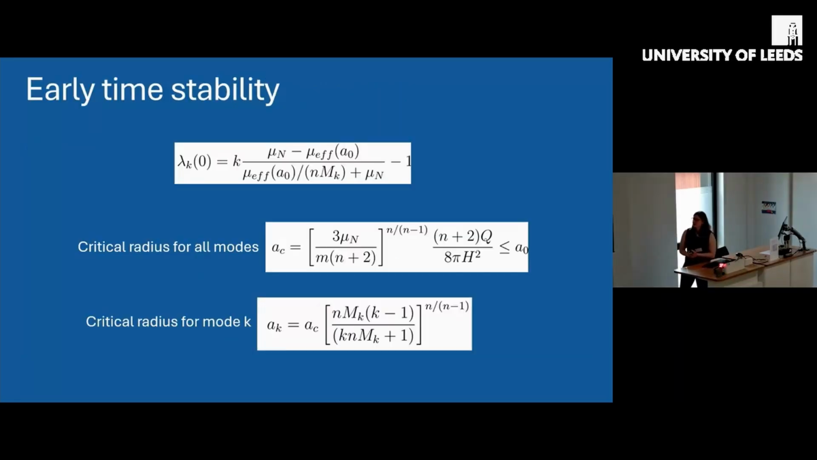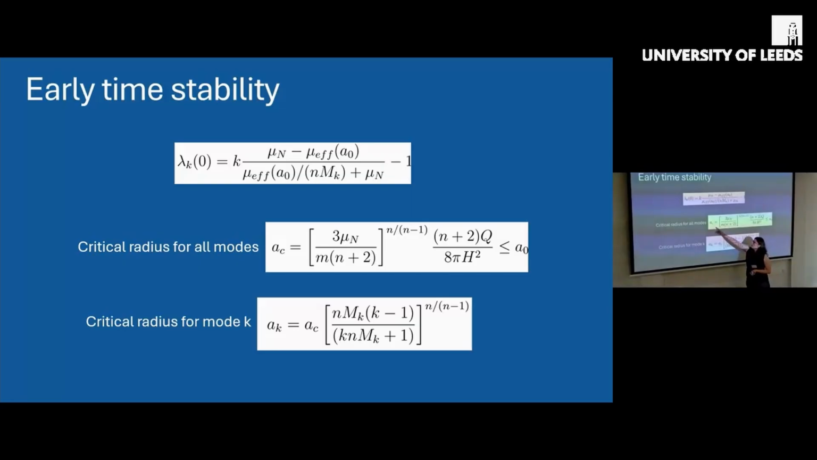But I guess here's where the really cool, interesting, simple expressions come out. So I want to look at early times. I'm going to look at lambda k when t is equal to 0. Basically I want to know, when is this negative? When is it positive? If it is negative, then I can find a critical radius which determines stability, so I can do that for all modes to be stable. This is the critical radius that I obtain. So if A0 is greater than or equal to that critical radius, I don't see any Saffman-Taylor instabilities.